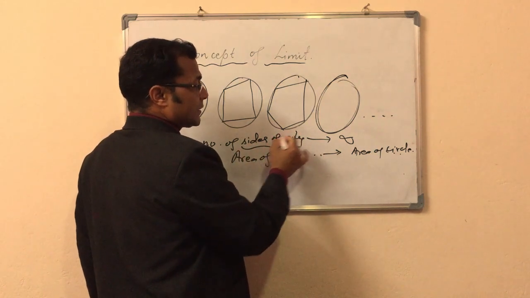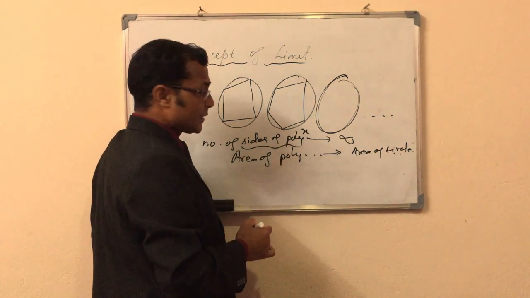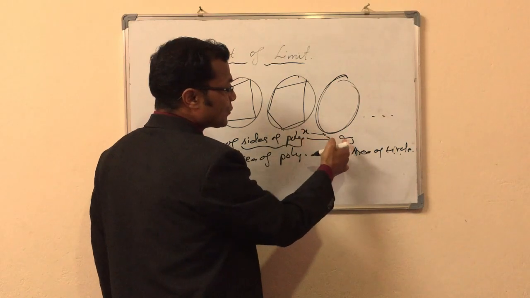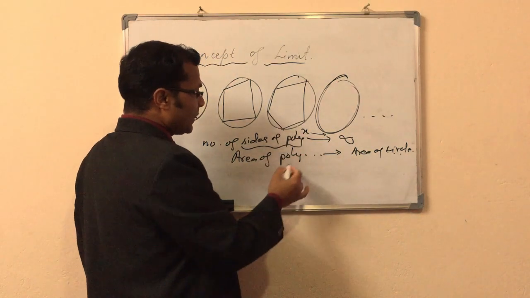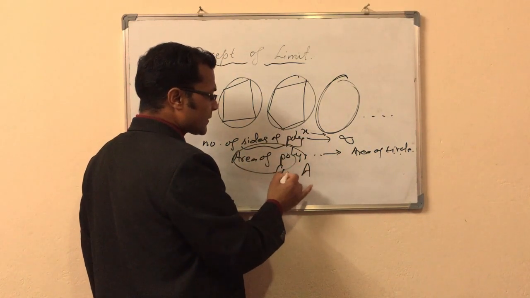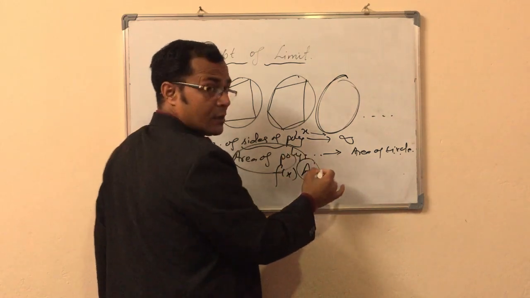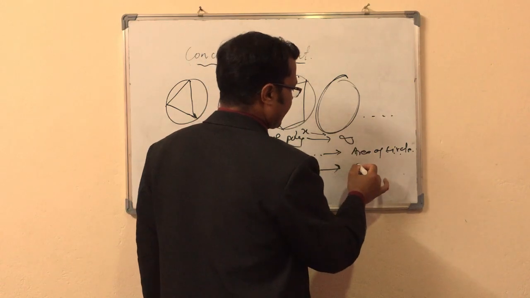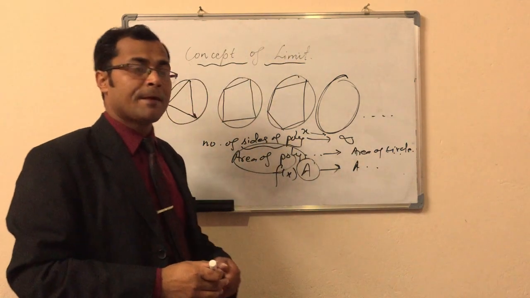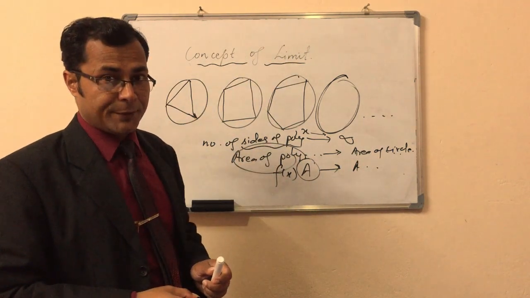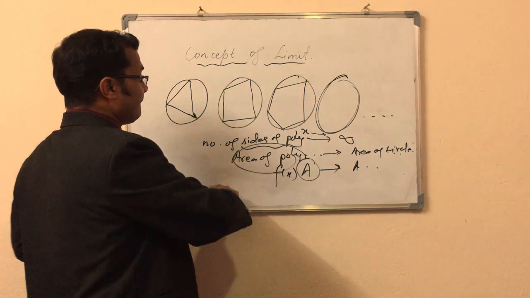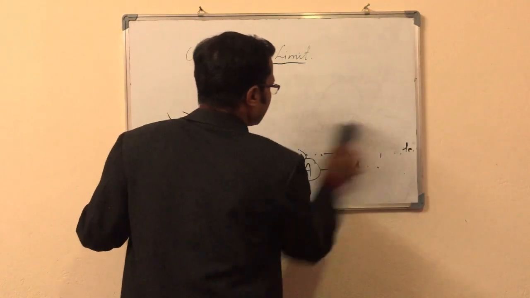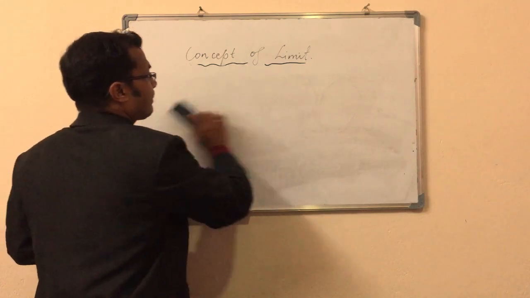Here, in sides you can suppose x, right? So when x approaches infinity, then area, that is f of x, approaches the area of the circle. So this is one example of limit. Okay. Now again, let me give you one more example.